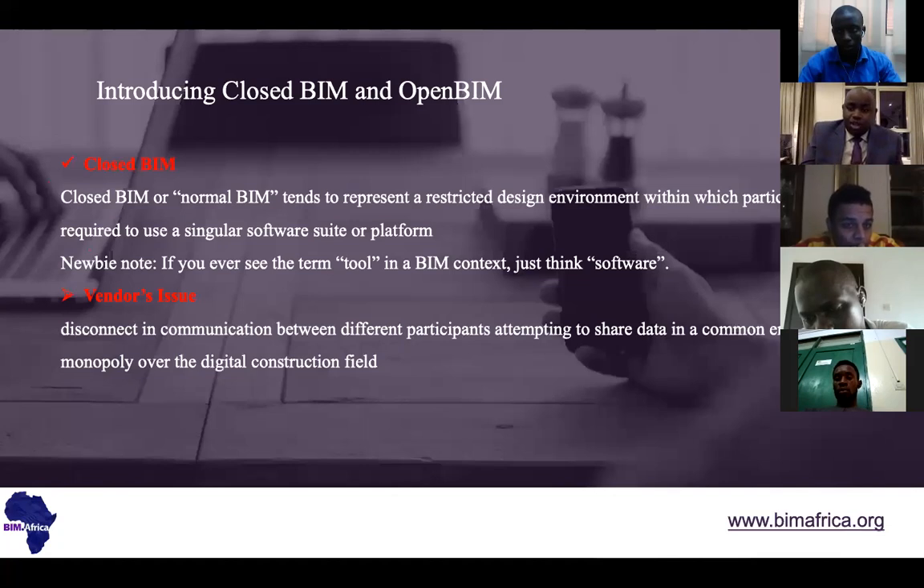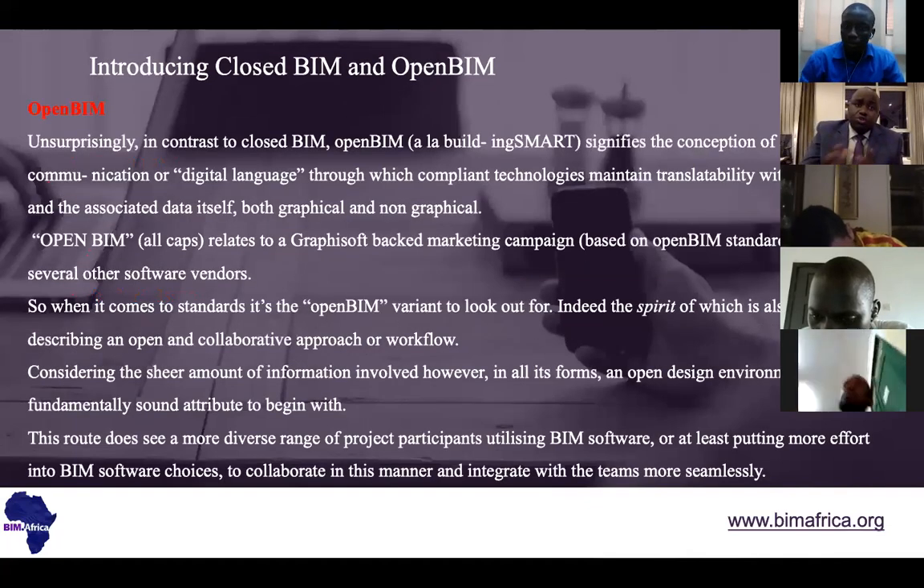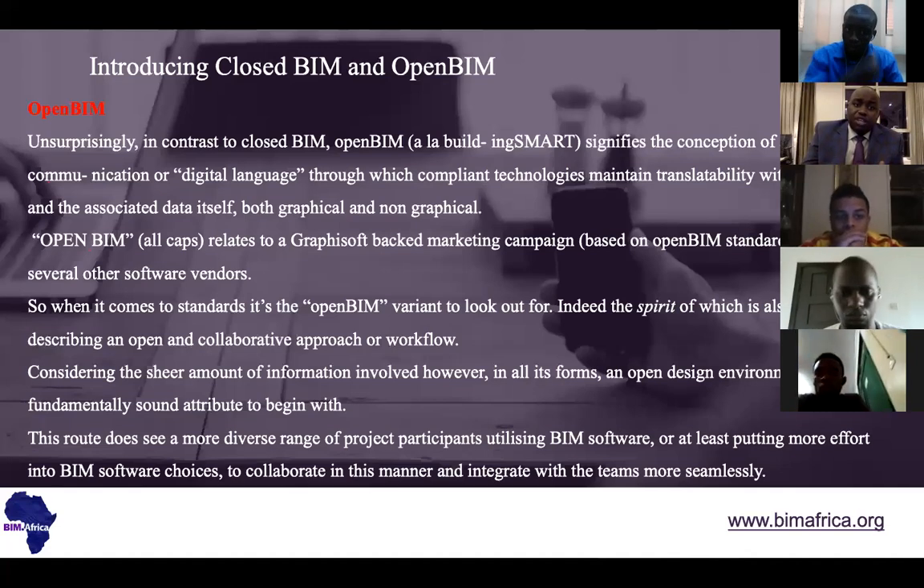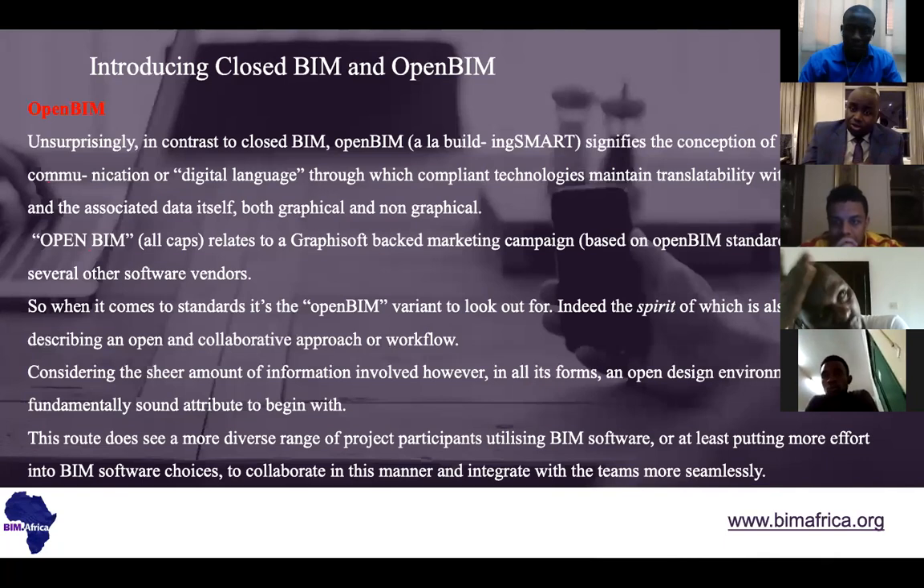This is not. It's not even BIM when I can do my model and give it to you as a structural engineer. There is still the issue of IFC standard interoperability. Introducing closed BIM or open BIM. Going back to open BIM, unsurprisingly, in contrast to closed BIM, open BIM signifies the conception of a new mode of communication or digital language through which compliant technologies, all those vendors, maintain translatability with the model and the associated data itself.